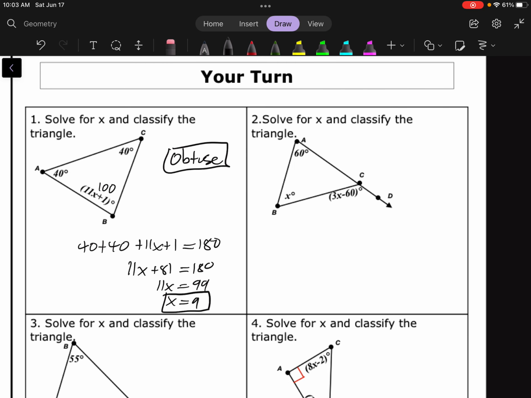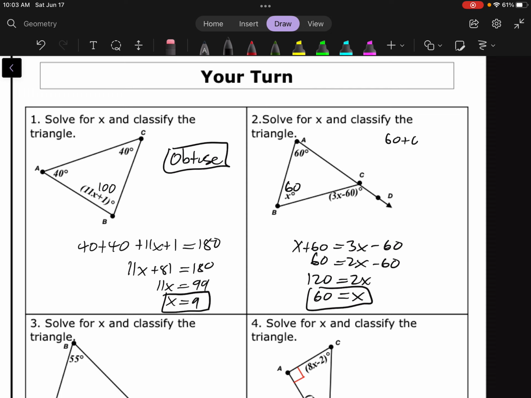Number 2 says solve for x and classify the triangle. Okay, so this is an exterior angle, so this should be x plus 60 is equal to 3x minus 60. If I subtract the x, I got 2x over here. Adding the 60 gives me 120. And then dividing gives me 60. So x is 60. Plugging the 60 back in, I get 60 there. The third angle in the triangle, if I do 60 plus 60, I get 120. 180 minus 120 is 60. So all three angles are 60, which means that this is acute.